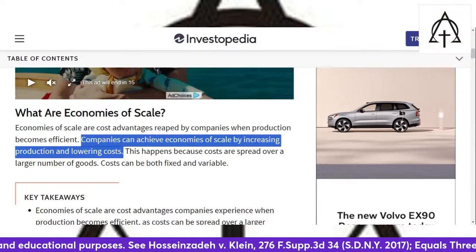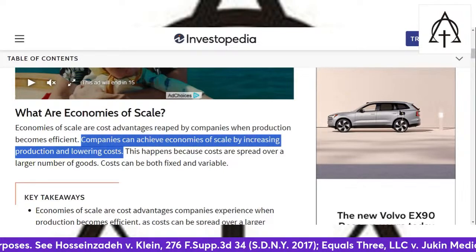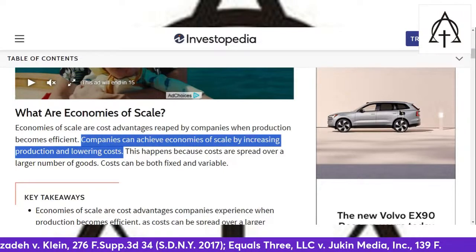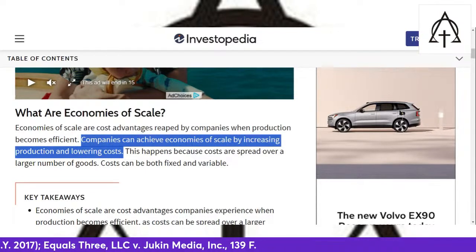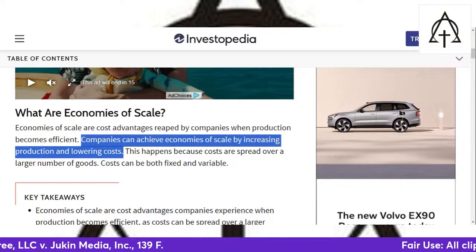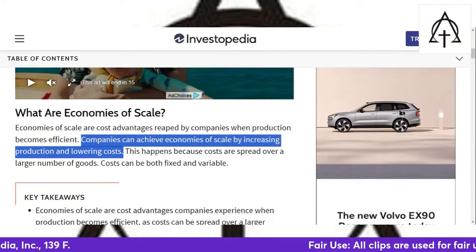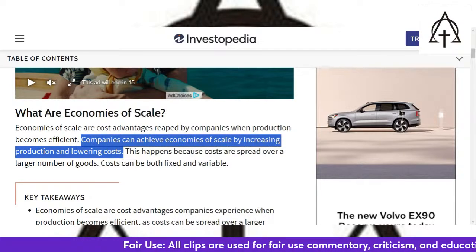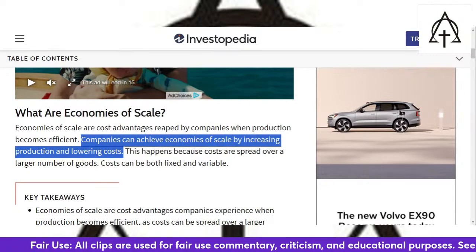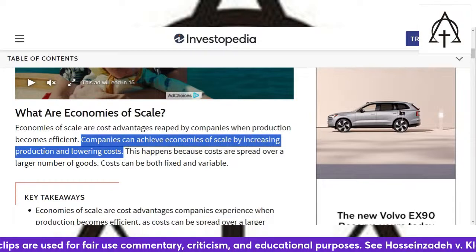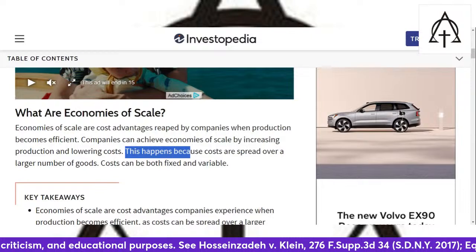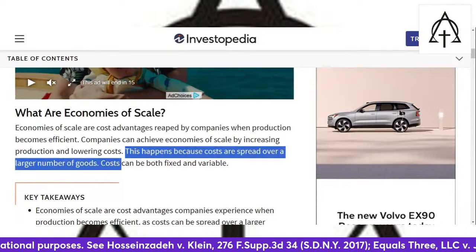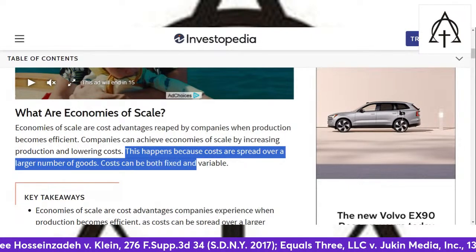And everybody's, again, worried about efficiency on a commercial scale rather than on a spiritual and natural scale. This recycling issue with plastics and everything is just ridiculous. It's 2024. We're the greatest creatures on this earth in all of history, as far as I know, and yet here we are. We're the greatest destroyers as well. How does that work? This happens because costs are spread over a larger number of goods. Costs can be both fixed and variable.